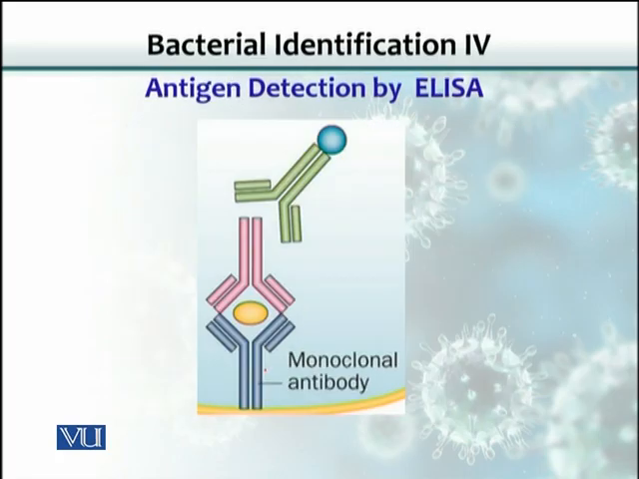Antigens could also be identified by ELISA. We have to modify the ELISA system. As you can see here, the antibody has been coated on the plate. This is a specific antibody which would capture or bind a specific antigen that we are looking for in the patient's serum or in the patient's body or secretions.